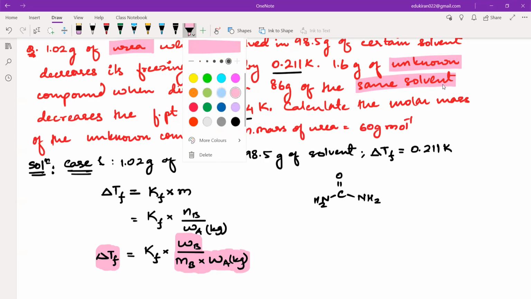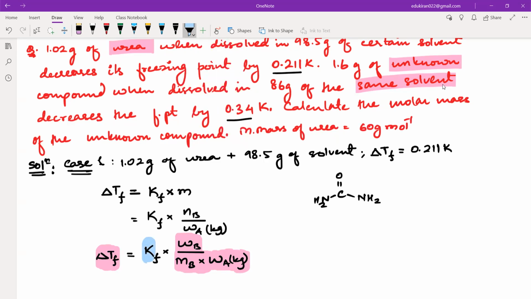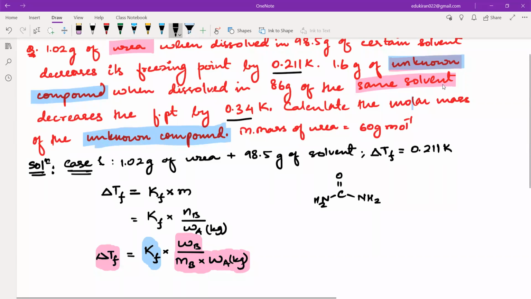Now, can you calculate Kf? Yes or no? Please tell me, guys. Okay. So we will calculate the Kf from here, and then we will put this Kf in case 2. And from there, we will calculate the molar mass of the unknown compound. First of all, you have to calculate the Kf from case 1.